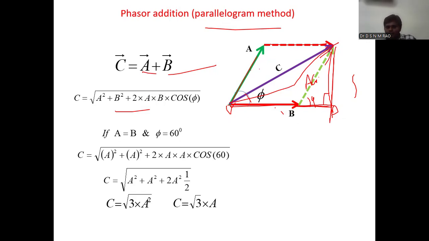we will get this equation: A square plus B square plus 2AB cos phi. Here, if this angle equals 60 degrees, we will apply cos 60. So the magnitudes of the two vectors OA and OB will remain the same. So square root of A square plus 2A square cos 60. Cos 60 equals 1 by 2, the 2 will get cancelled. So finally C equals root 3 into A.